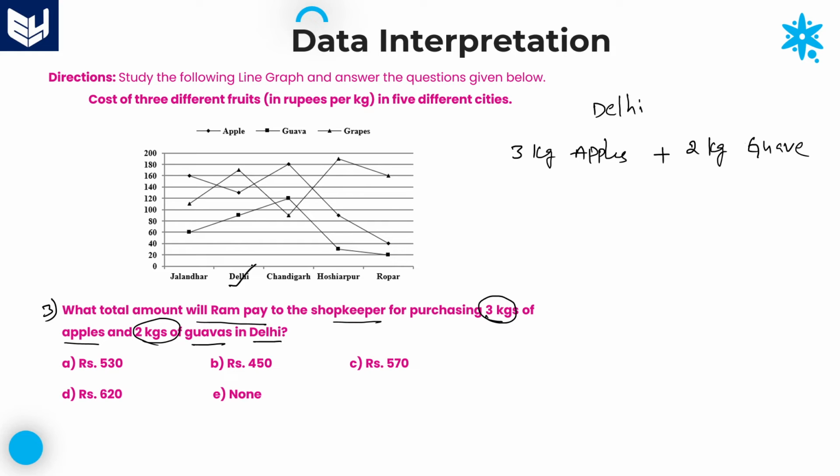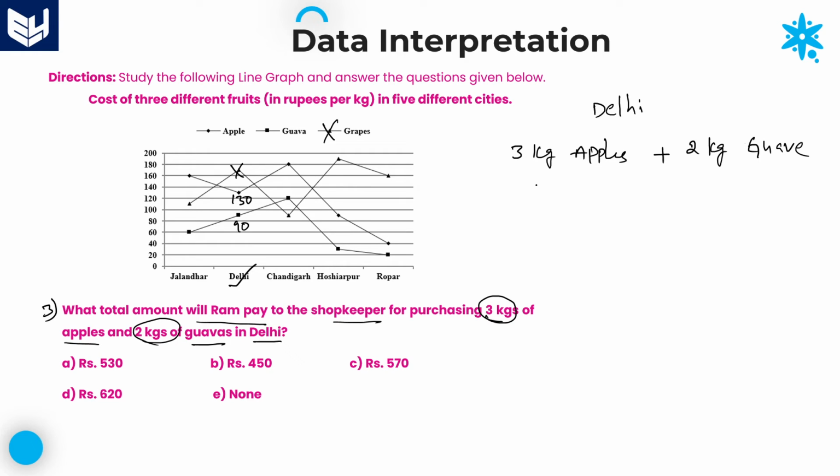First, check what the costs are in the line graph data interpretation for Delhi. Here we are talking about apples and guava. That means except grapes. You should not consider the triangle shape. From Delhi, just remove this triangle and note down the per kg values of apple and guava at this position. From Delhi, per kg of apple, the cost is between 120 and 140, which is 130. Whereas coming to this case, guava cost is between 80 and 100, that is 90.